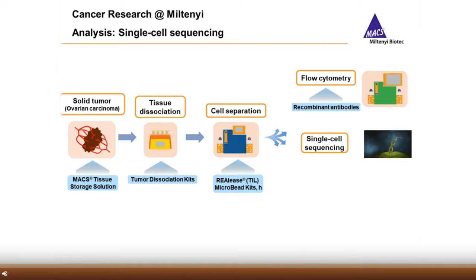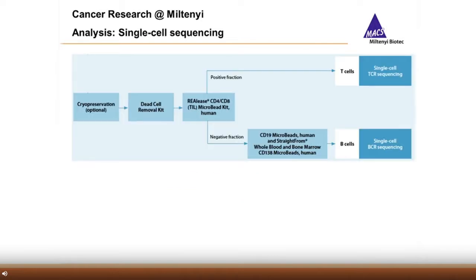In addition, we were interested in performing RNA-seq and immune profiling of T and B cells infiltrating this tumor sample. We cryopreserved an aliquot of the dissociated tumor, and at a later time point, we thawed our sample and removed the dead cells using the dead cell removal kit. We then used the REAlease CD4/CD8 TIL microbeads to isolate T cells for single-cell TCR sequencing and RNA-seq. From the negative fraction, we isolated B cells and plasma cells for single-cell BCR sequencing. This way, we could use the majority of T cells for the T cell analysis and the majority of B cells for B cell analysis.